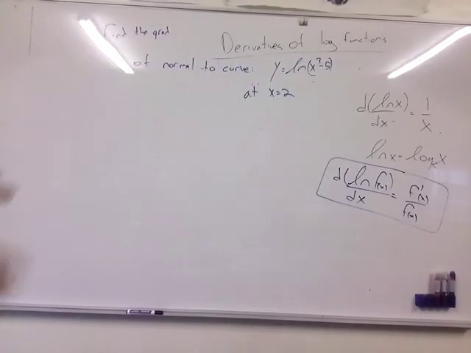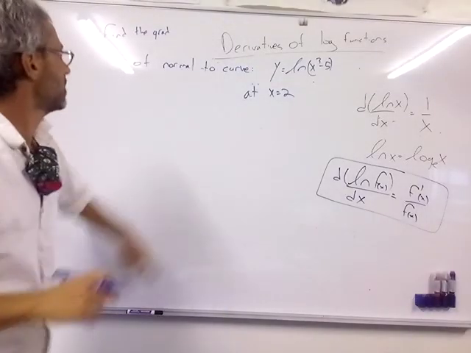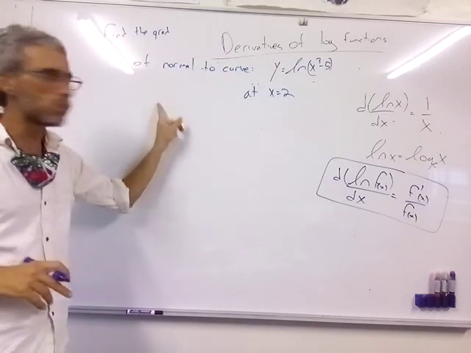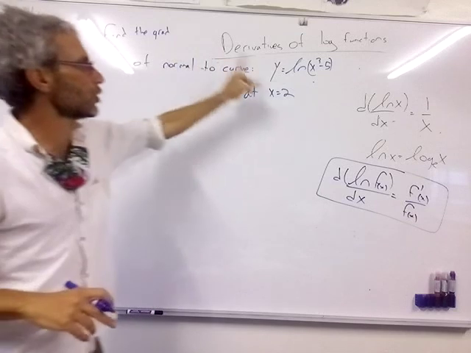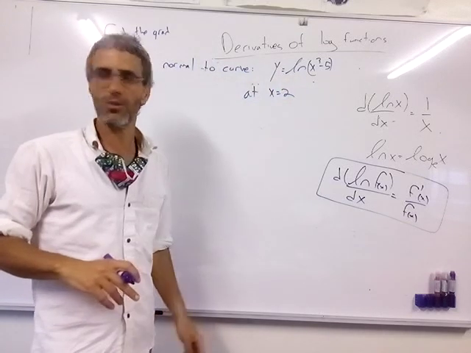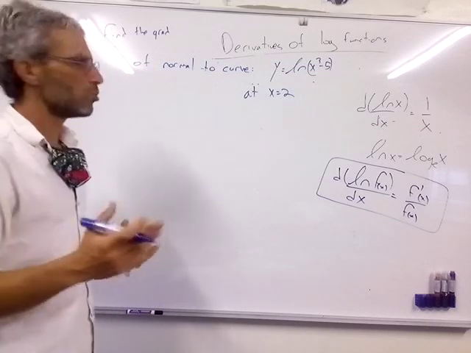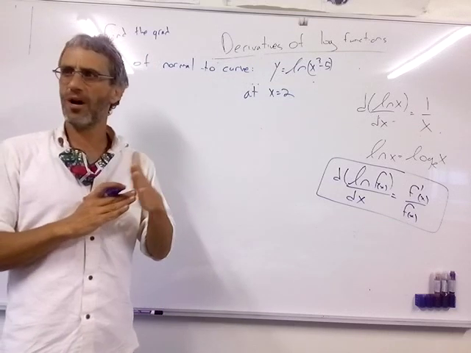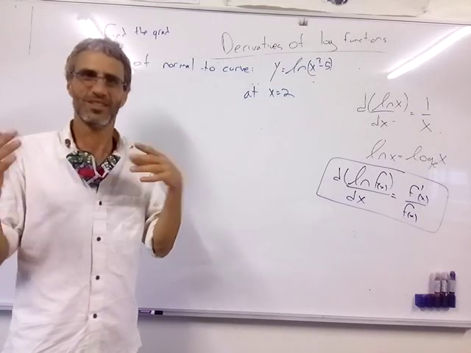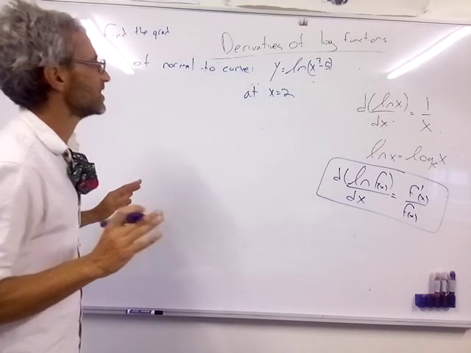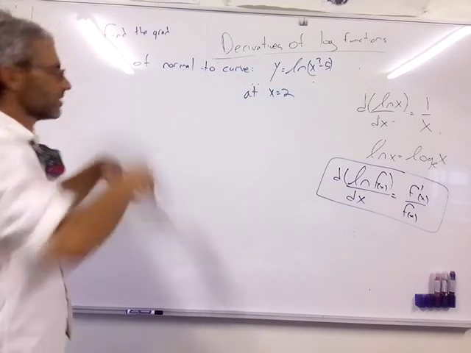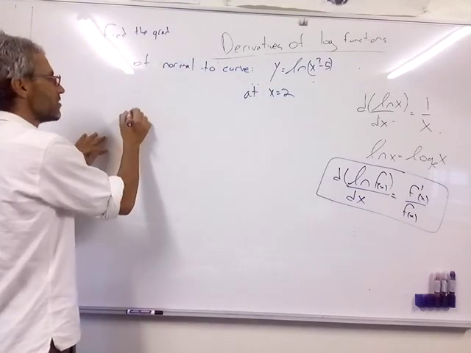All right, so now a question which is a bit longer. They're asking us to find the gradient of a normal to the curve y equals log of x cubed minus 5 at x equals 2. So for the normal, if you remember, there's going to be something about multiplying to get minus 1. We'll get there in a second. The first step, as we've been doing, is to find the derivative.